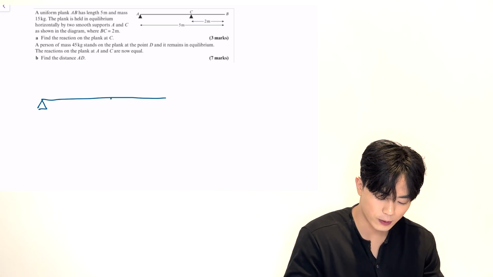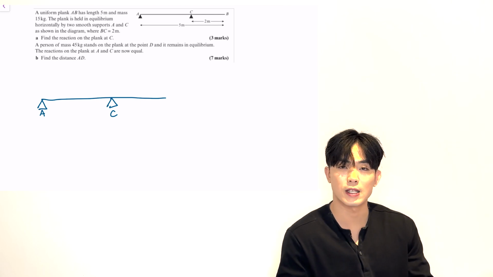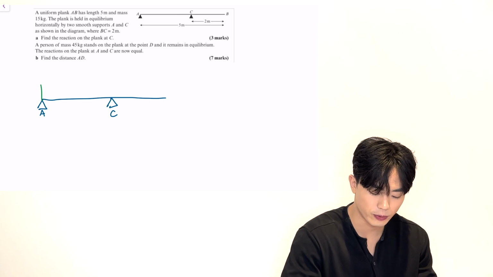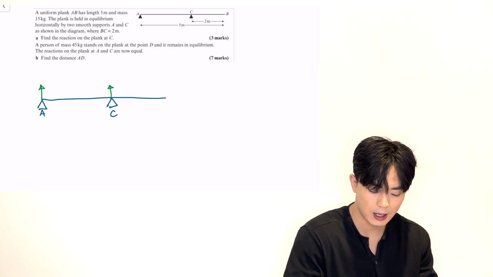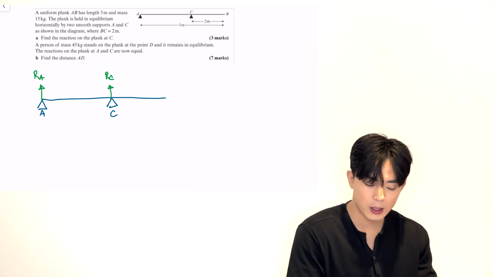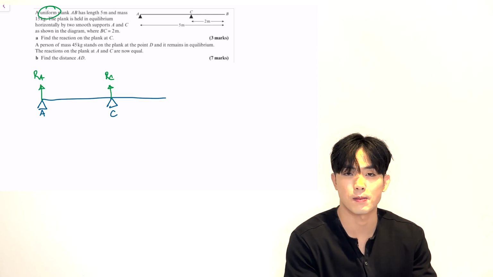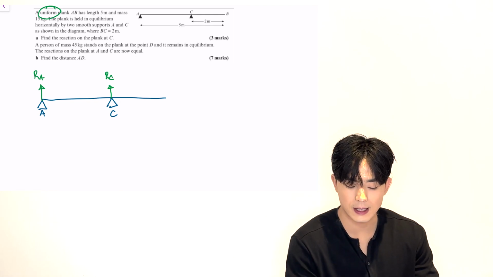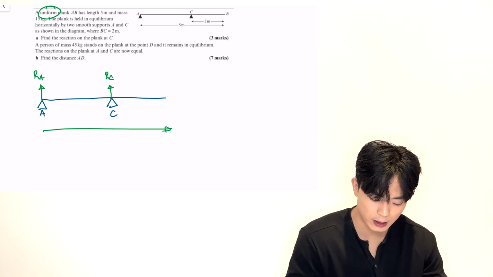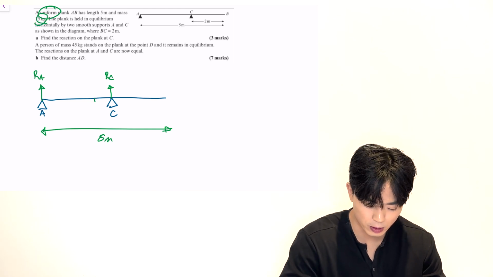We have A and C. Now A and C are supports, so whenever there are supports, these are known as pivots also. There's always going to be a reaction force going vertically upwards from these pivots or supports. And I'm going to label them RA and RC because they have different values. Another assumption we need to know is a uniform plank. If they say it's uniform, it means the plank has a mass, but the mass is acting at the middle. Okay, so if the plank is 5 meters in length here, as they told us in the question, the mass, which is 15 kilograms, is acting in the middle roughly here.